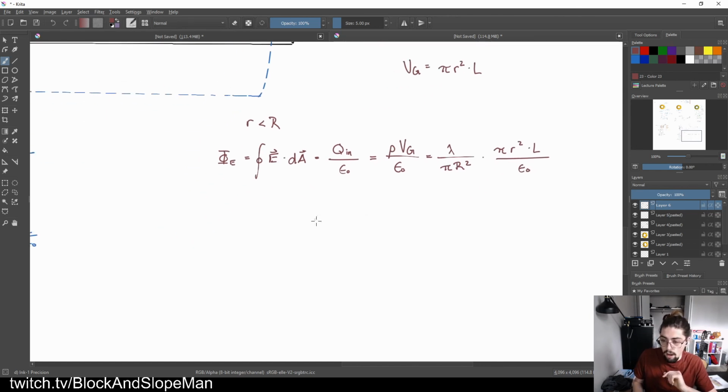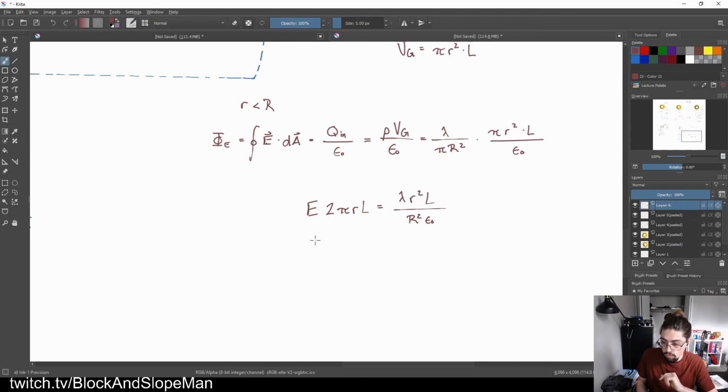Okay, and now the same thing we found for E and A last time. This is E times 2 pi r L is equal to this nasty bit. The pi is going to cancel out over here, but I'm still going to be left with lambda r squared L over capital R squared epsilon naught. Okay, the L's are going to cancel out. One of the r's is going to cancel out. And I should be left with, let's see here, what's still on top? Just lambda? Whoops, and an r.